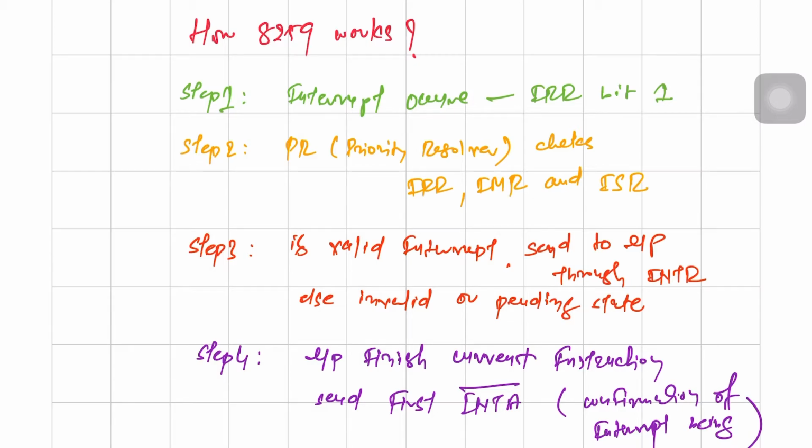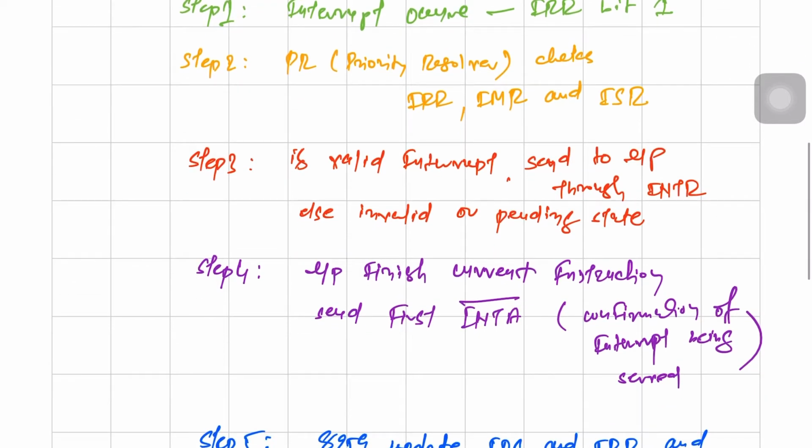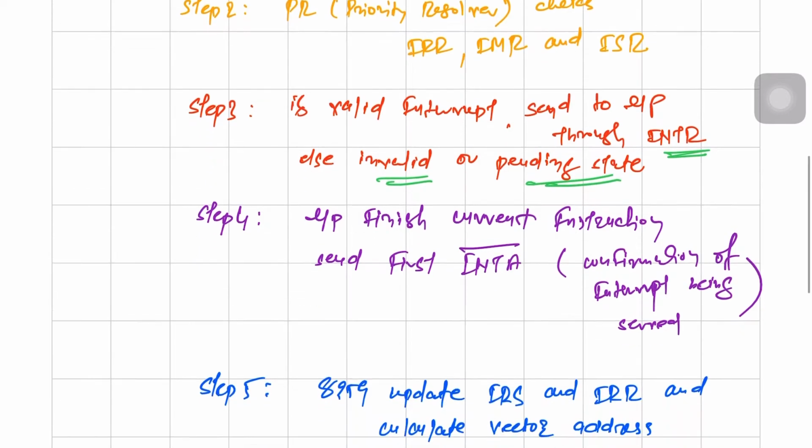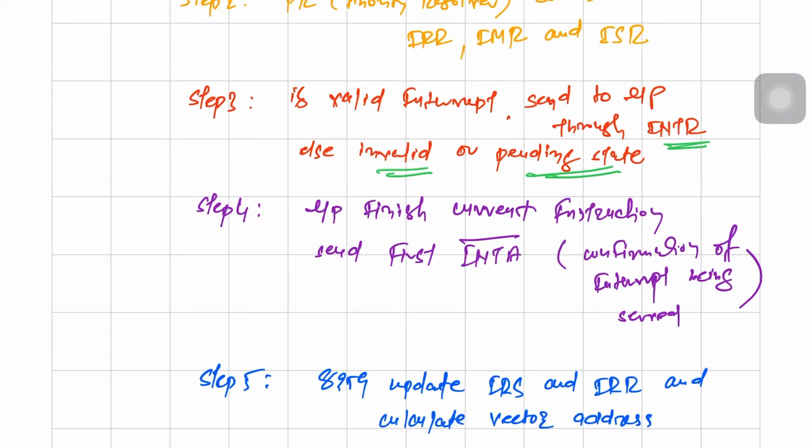and accordingly it will decide whether to send it to the microprocessor or not. If it has the highest priority and it is a valid interrupt, it will send it to the microprocessor through the INTR pin. If not, it can be invalid because it is masked, or it can be put in a pending list if its priority is lesser. Suppose it is valid and informs our microprocessor through the INTR pin. So what will the microprocessor do? The microprocessor will finish its current instruction, then it will send the signal on INTA bar.